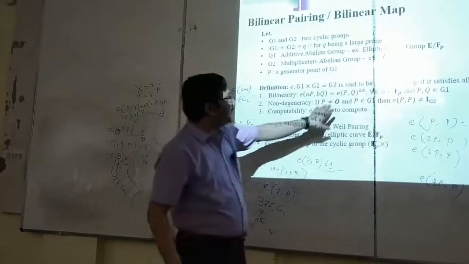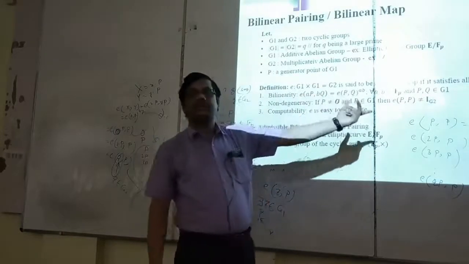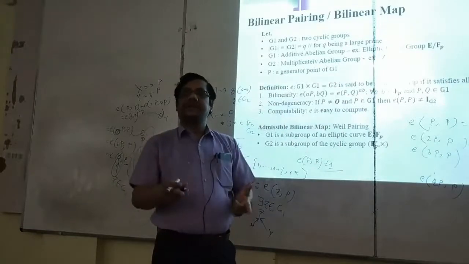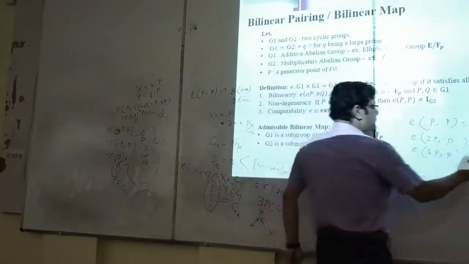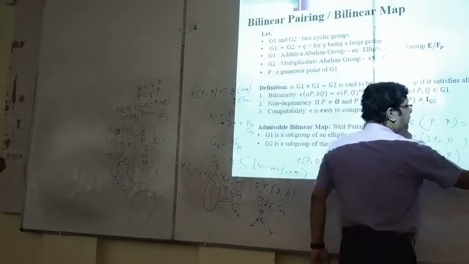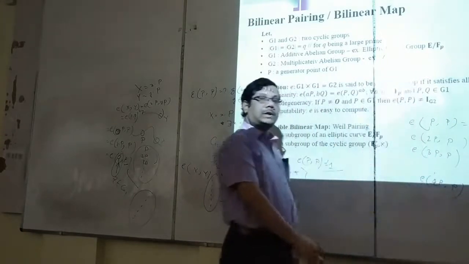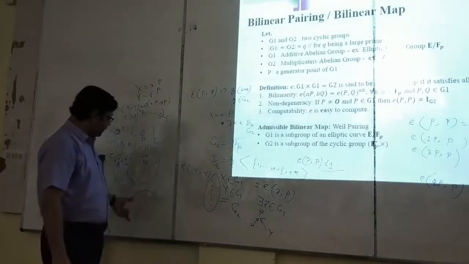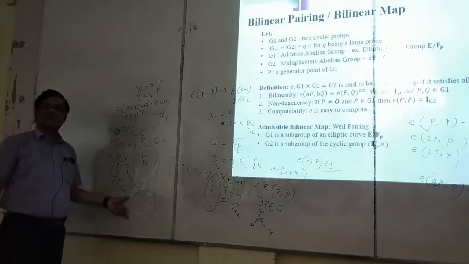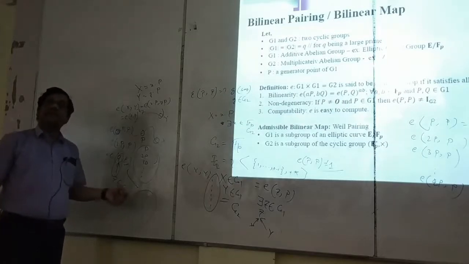Remember, the meaning of this is actually whole to the power ab, not that PQ whole to the power ab. Then e(P, P) is an element of G2, which is Fp. So this is g square, this is g cube, up to this is g to the power k. So this set is nothing but g square, g cube up to g to the power q. That means this set is the cyclic subgroup generated from g.